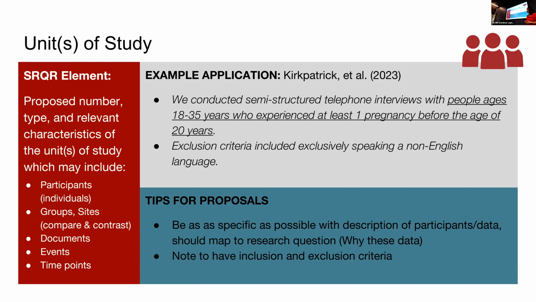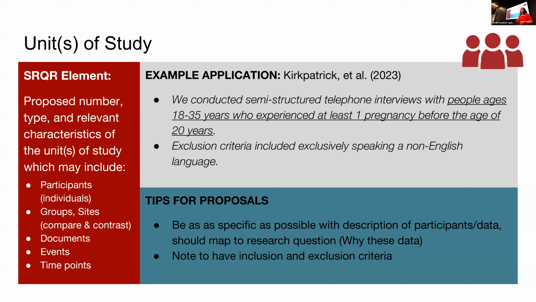So what Bereknyei said is, we conducted semi-structured telephone interviews with people ages 18 to 35 years who experienced at least one pregnancy before the age of 20 years. And we know that this is an adoption study, and so they are looking for people who may have been in a position to think about giving up a child for adoption. They also included their exclusion criteria, which is just generally people who are not able to exclusively speak English.